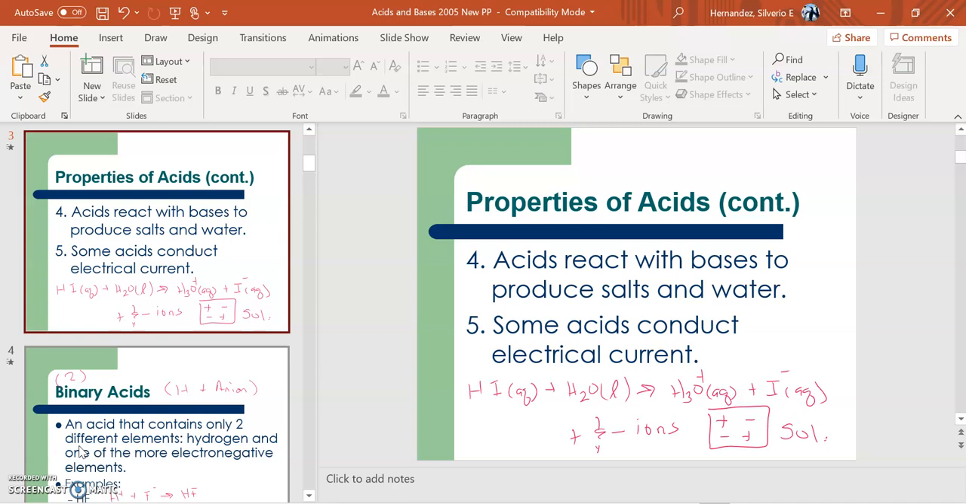And because they're positive and negative ions, when you run a current through there, we put some kind of a sensor, right? The light sensor that we used in class, you dump it in there, and you're going to see that the light turns on. So they conduct electricity.